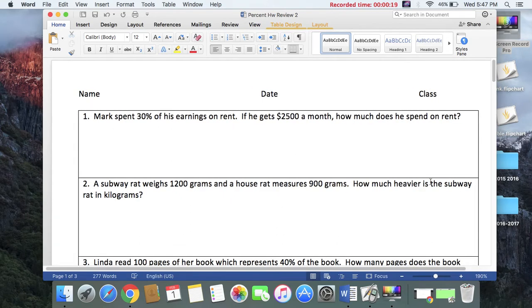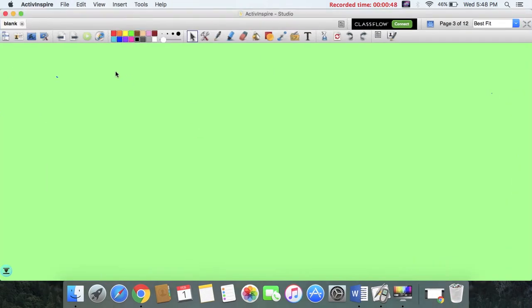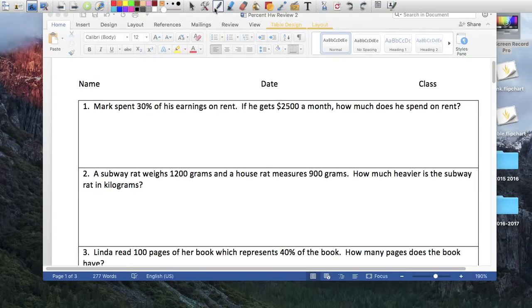Mark spends 30% of his earnings on rent. If he gets $2,500 a month, how much does he spend on rent? General rule of thumb: whenever you get a job, 30% is about the right amount that should go on rent. Anything more than that, I think you're using way too much money on rent. So 30% is, I guess, the acceptable amount.